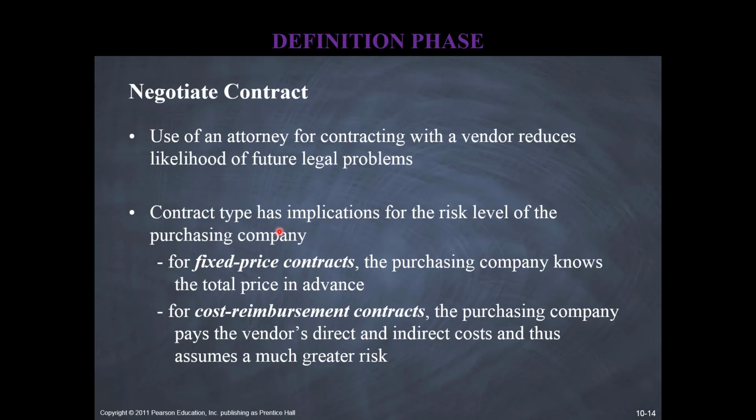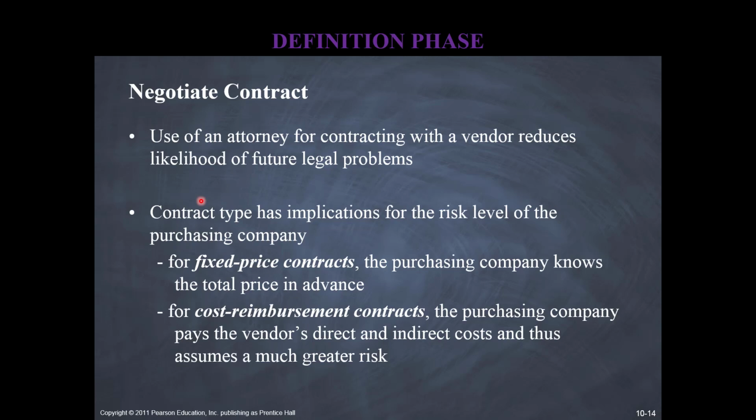After you select which package you will go with, you need to negotiate a contract with the vendor that you actually select. Of course, using an attorney for contracting with a vendor reduces the likelihood of future legal problems. An attorney can help a company to compose a contract that looks at all the contingencies, so that if something unexpected happens, the company is well protected.